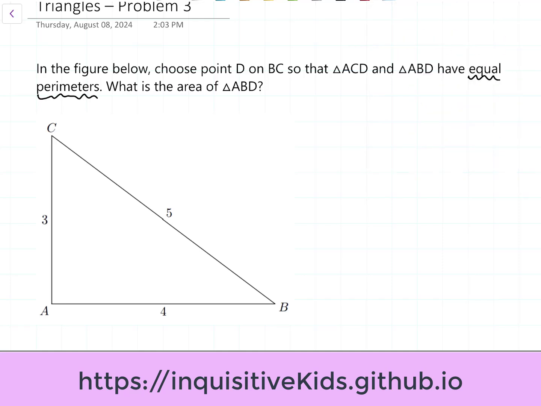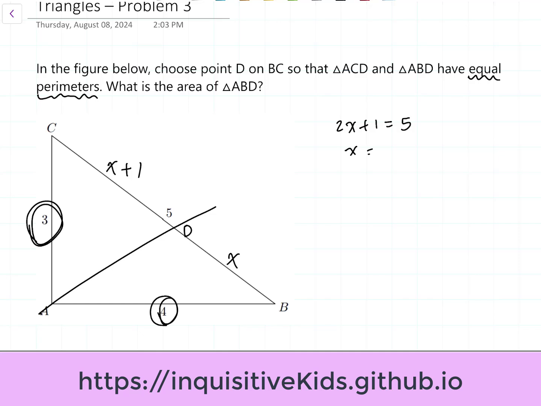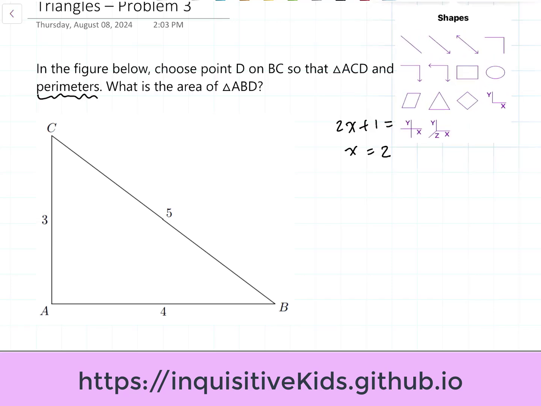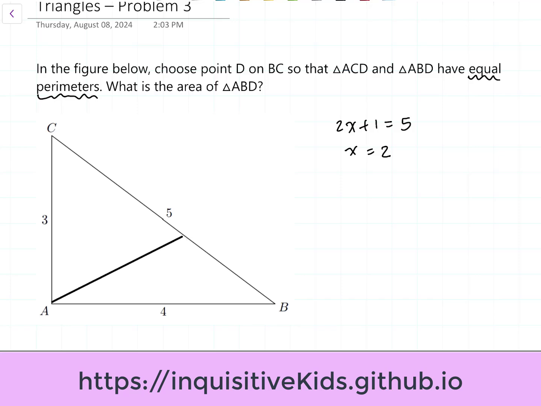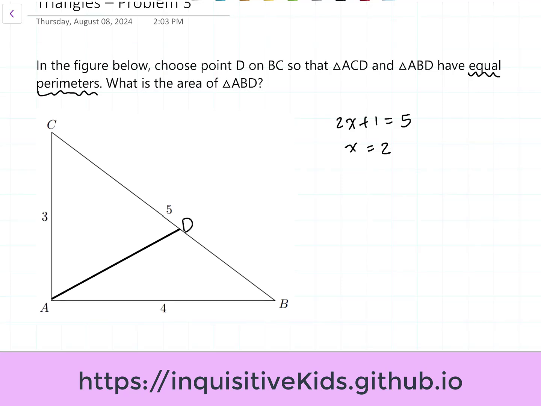Well, all we have to do is observe that if this triangle is divided in half, this already has 3 and this already has 4. Therefore, if the length of BD is x, then CD, in order to give in the extra 1, would have to equal x plus 1. So 2x plus 1 is equal to 5, therefore x is equal to 2. So we know exactly where to put D, so that BD is equal to 2. So D would be somewhere here, and BD is equal to 2, CD is equal to 3.